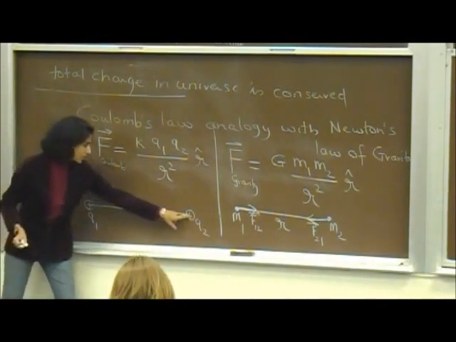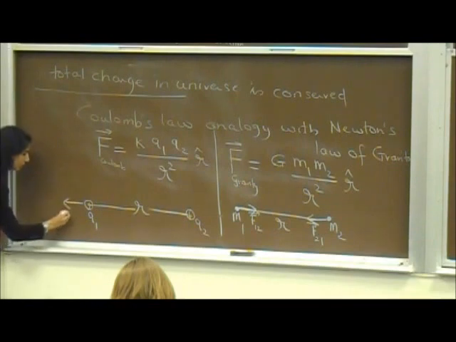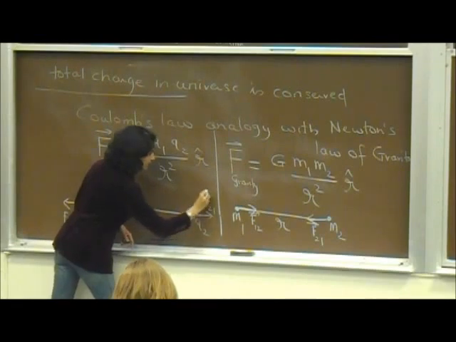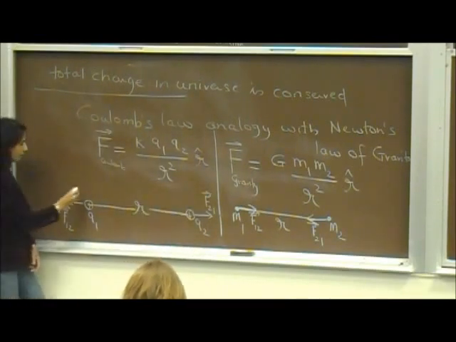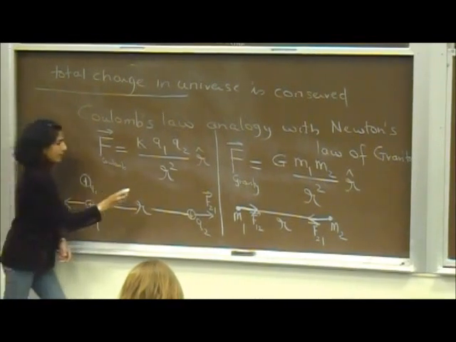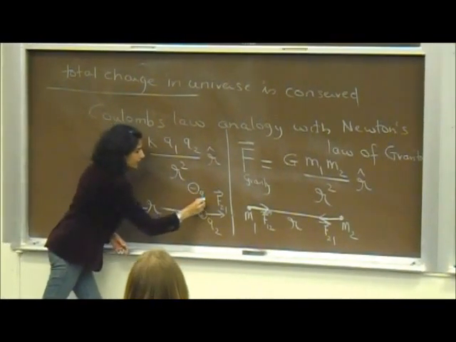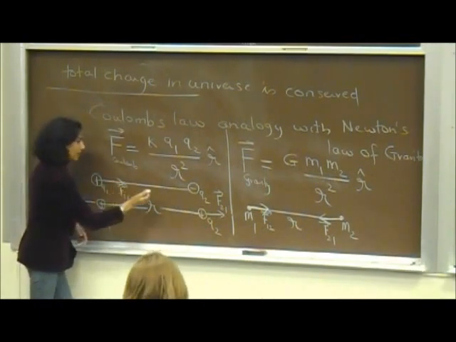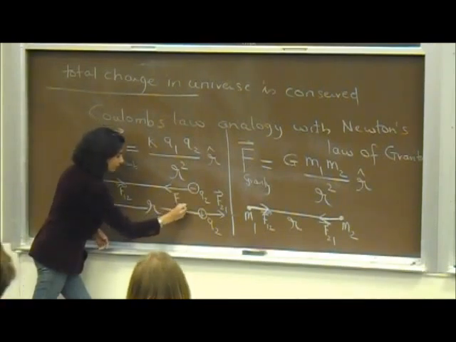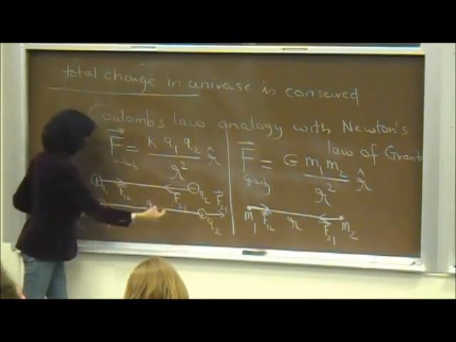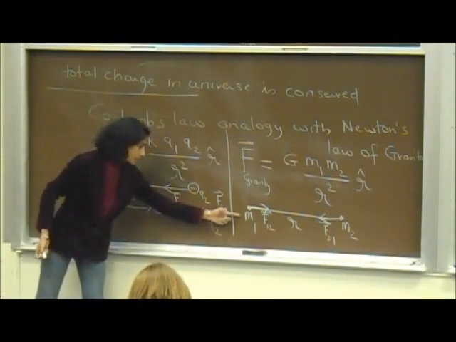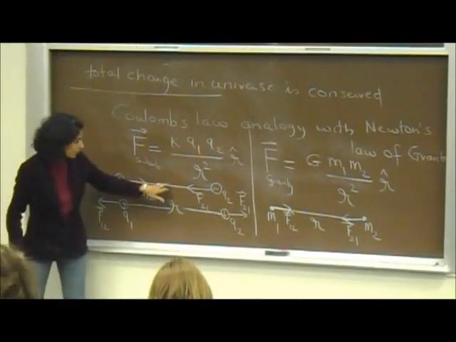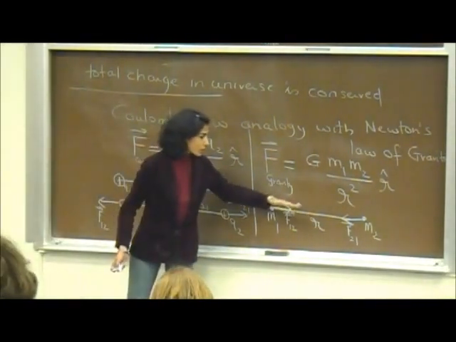So if both of them are positive, then this one is repelled and this one is repelled. Of course, the magnitudes are equal. If one of them is positive, plus Q1, and the other is negative, Q2, then these will attract. So this one will point like this, and this one the other way. From Newton's third law, they'll always be pointing in opposite directions. If this one's pointing to the right, this one will be pointing to the left. But notice that this force could be attractive or repulsive, whereas gravitational force is always attractive.